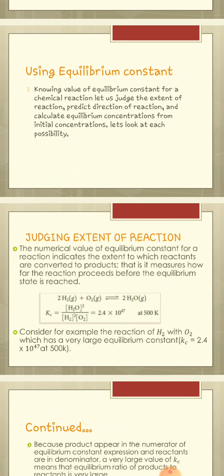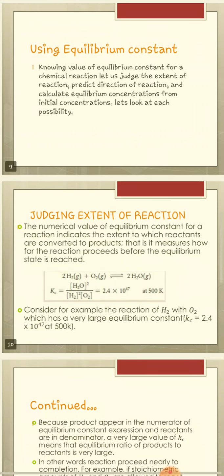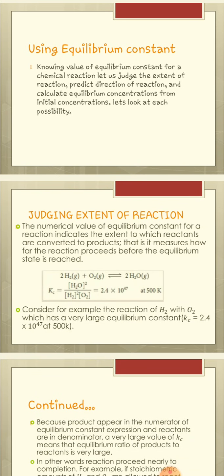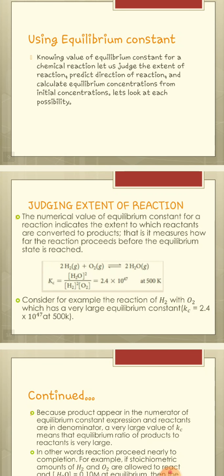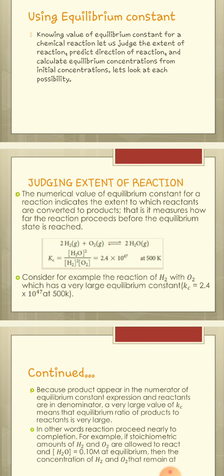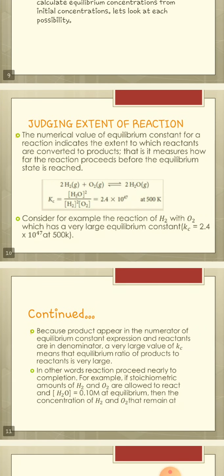The numerical value of the equilibrium constant for a reaction indicates the extent to which reactants are converted to product. That is, it measures how far the reaction proceeds before the equilibrium state is reached. Considering the example of H2 and O2, both are gases and they give gaseous water as a product. The reaction of H2 with O2 has a very large equilibrium constant, Kc equals 2.4 × 10^47 at 500 Kelvin.